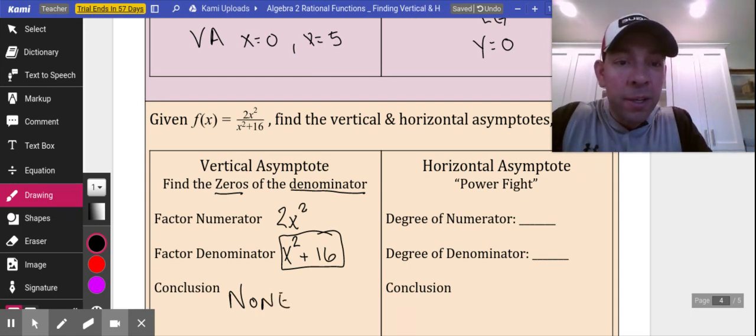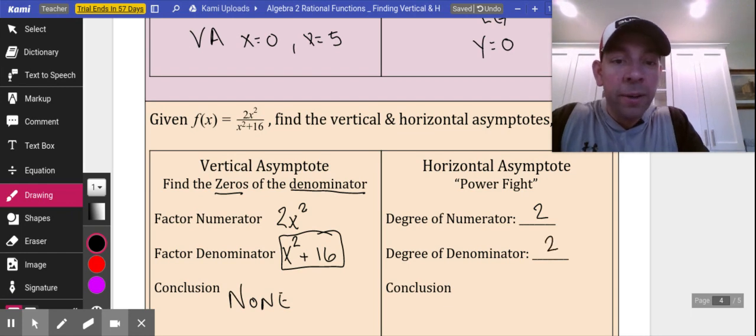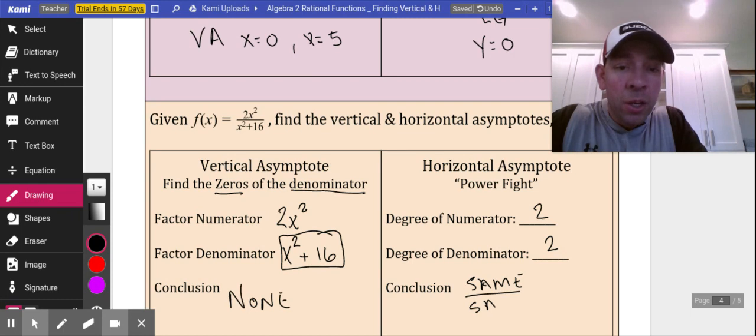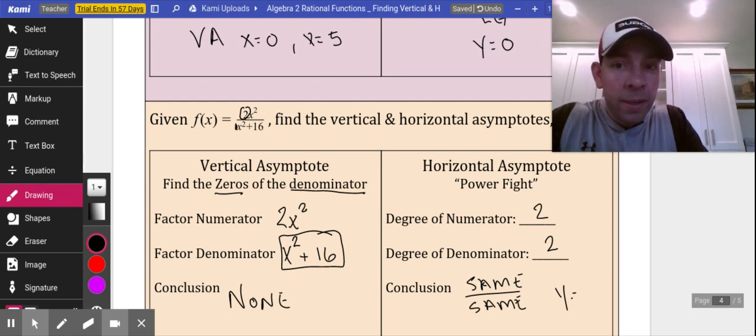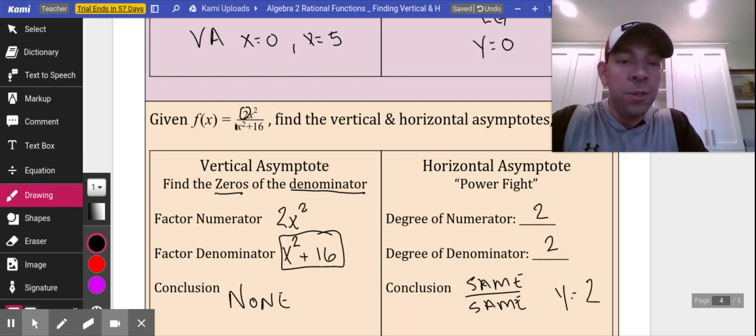Okay, power fight. We've got a degree of 2 here, degree of 2 there, same over same. Now, when you have same over same, you want the ratio of their coefficients. So I'm going to say I got a coefficient of 2, a coefficient of 1. So 2 divided by 1 is 2.